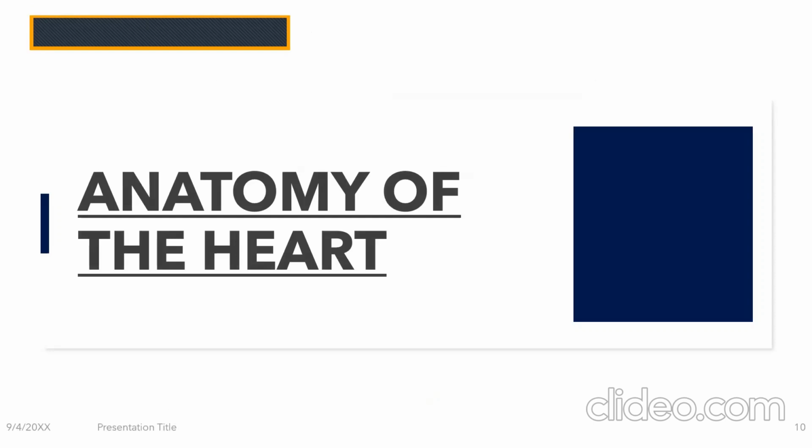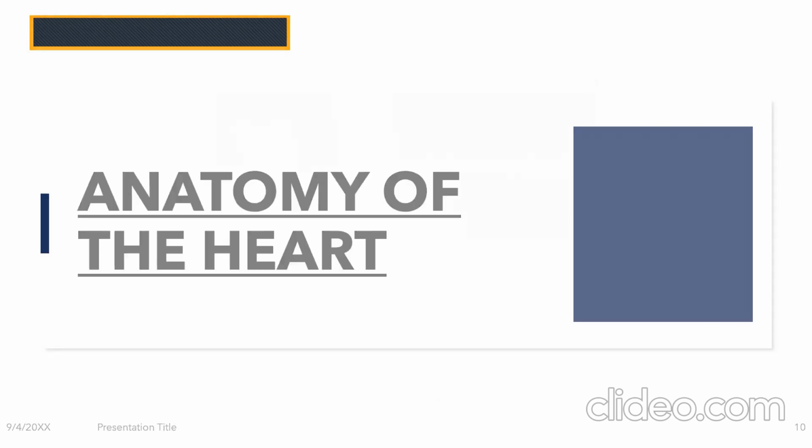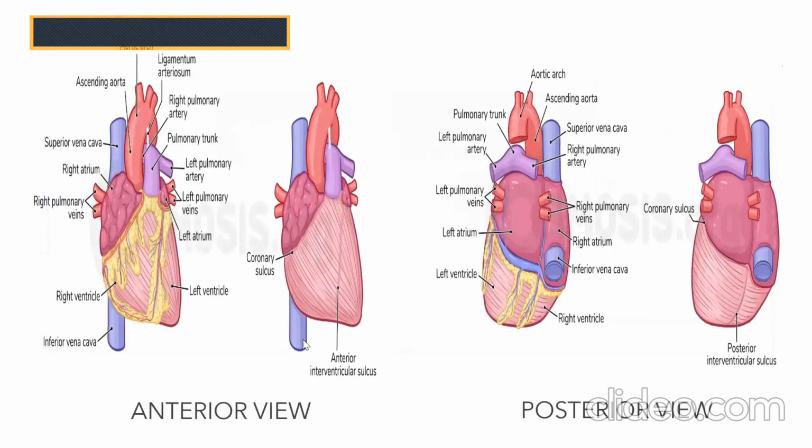To understand the tetralogy of Fallot, let's take a quick overview of the anatomy of the heart. Heart consists of the right atrium, right ventricle, the left ventricle, and the left atrium. The right side of the heart contains deoxygenated blood, and the left side of the heart contains oxygenated blood. In the defect seen in tetralogy of Fallot, which is the ventricular septal defect, the mixing of blood occurs between the left ventricle and the right ventricle.